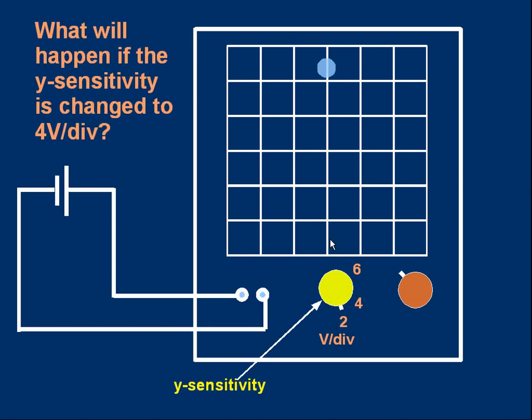Here's another question. Take a look at the setup here. The problem is this. What will happen if the Y sensitivity is changed to 4 volts per division? So it's on 2 at the moment. I turn this little yellow knob anti-clockwise so it's pointing at 4 volts per division. What do you think will happen to the spot? Again, pause the video, try and work it out for yourself.